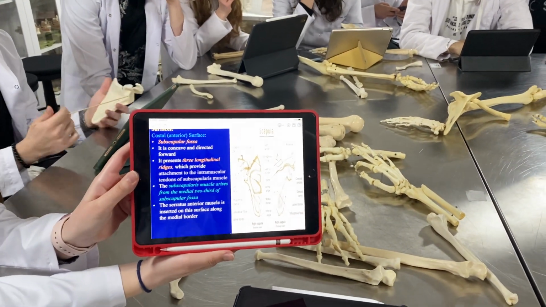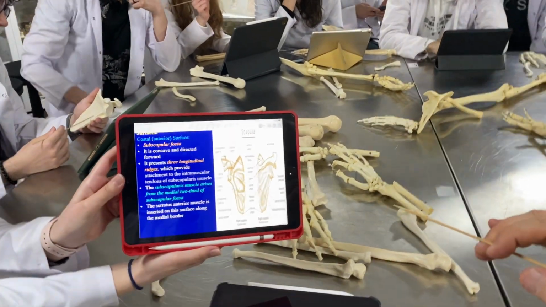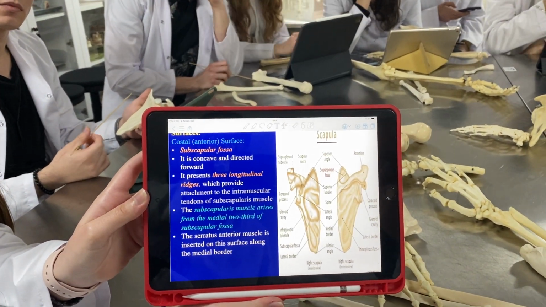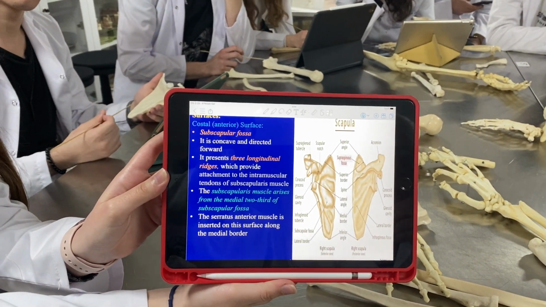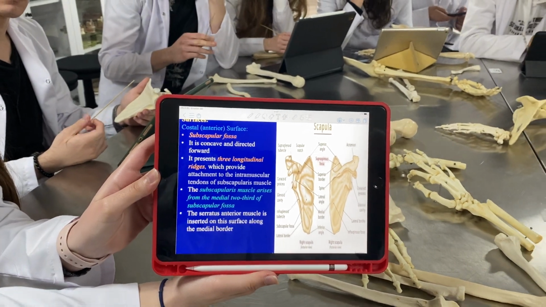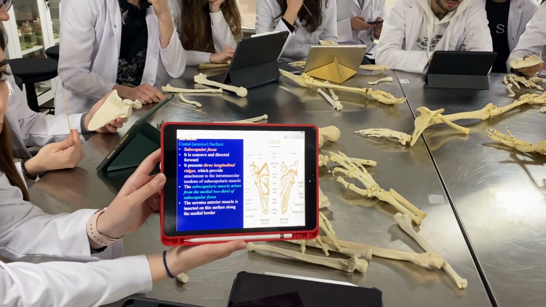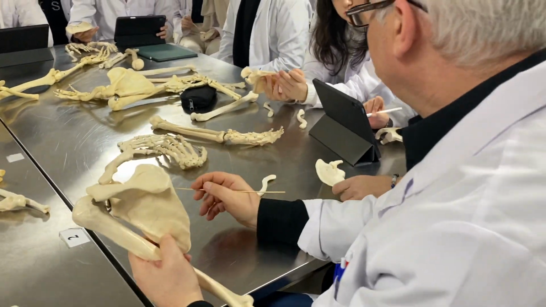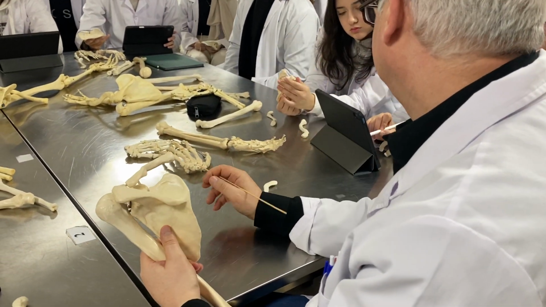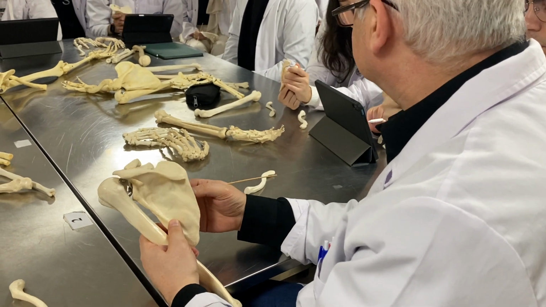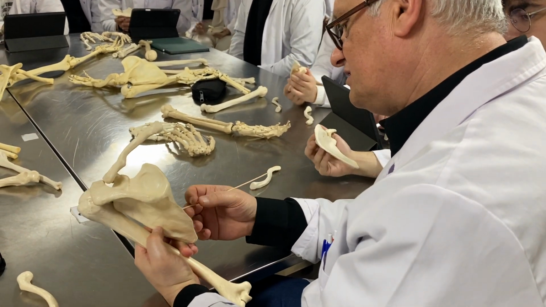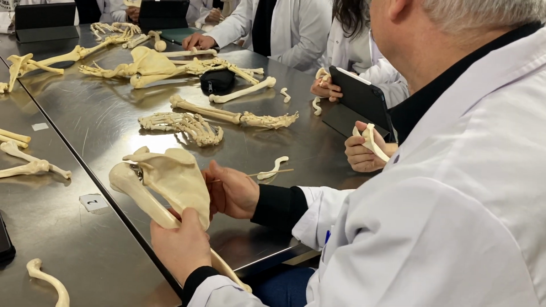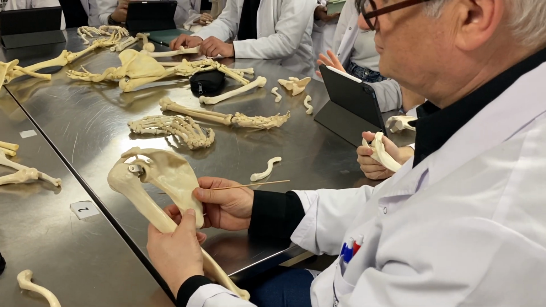Okay, so it has three longitudinal ridges. These are ridges for muscle attachments, and that muscle is the subscapularis muscle. Their name is longitudinal ridges. That's it.